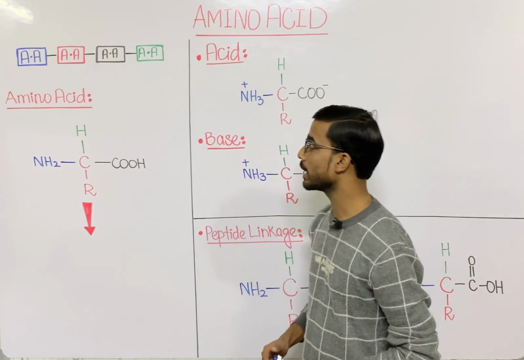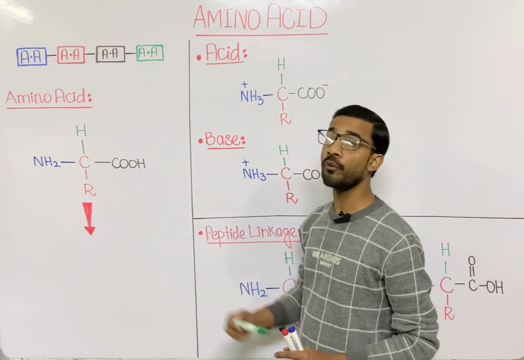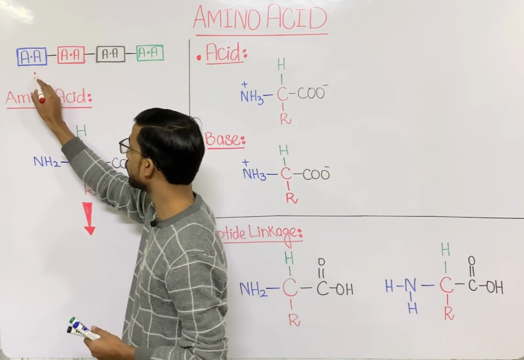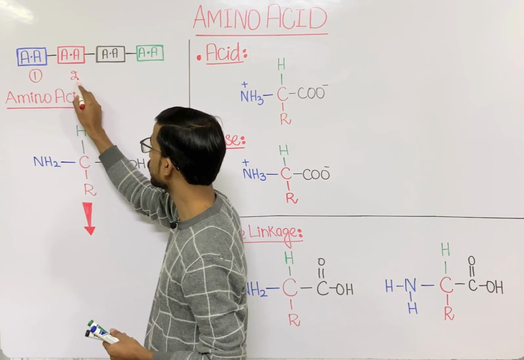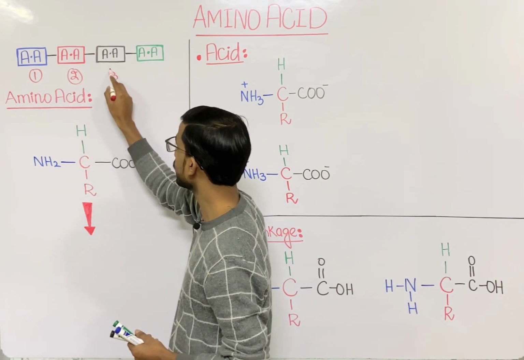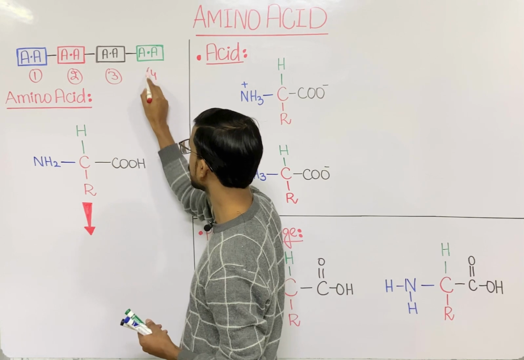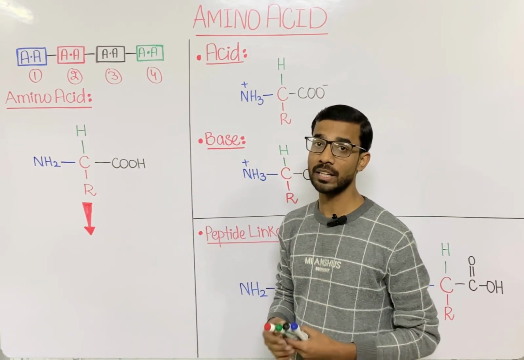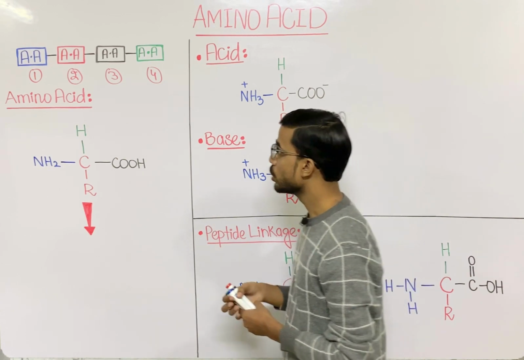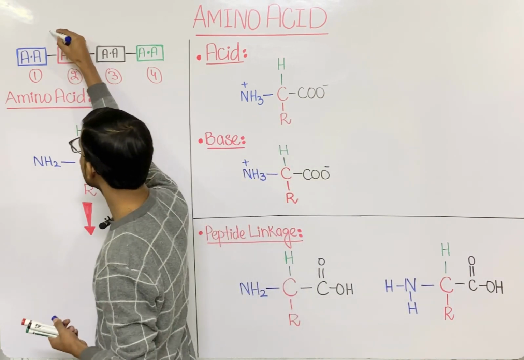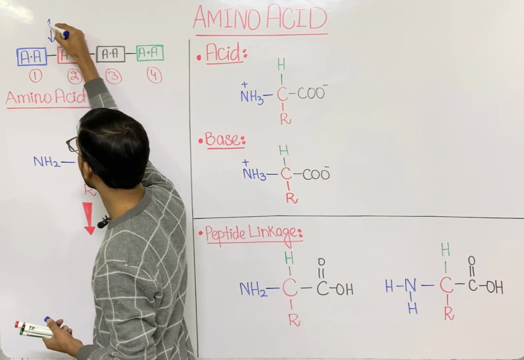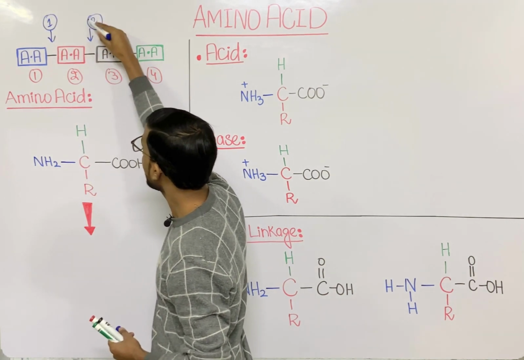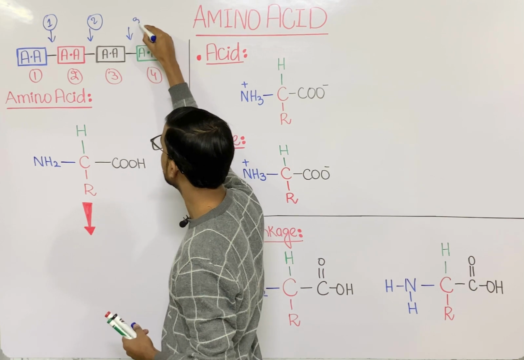So if you see here, there are basically four amino acids. Here is amino acid 1, here is amino acid 2, amino acid 3 and amino acid 4, and these amino acids link through the peptide linkage, or you can say peptide bond. So here is the first peptide bond, here is the second peptide bond, and here is the third peptide bond.